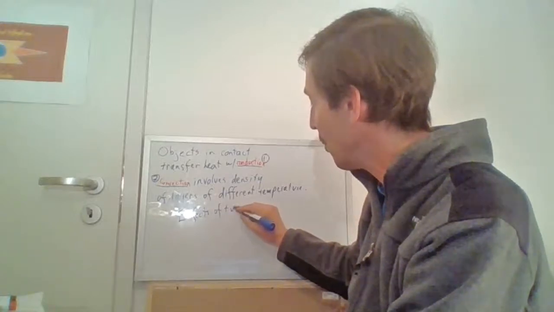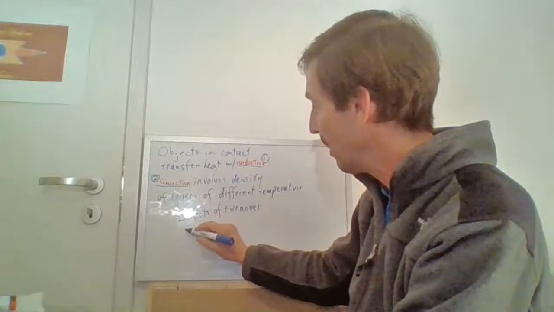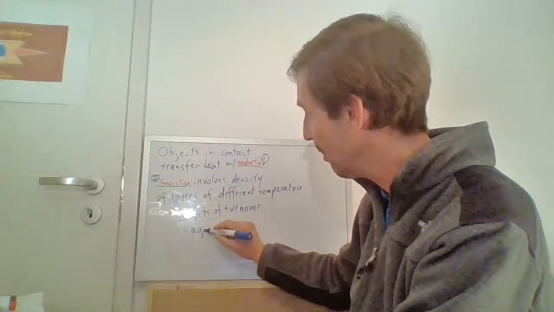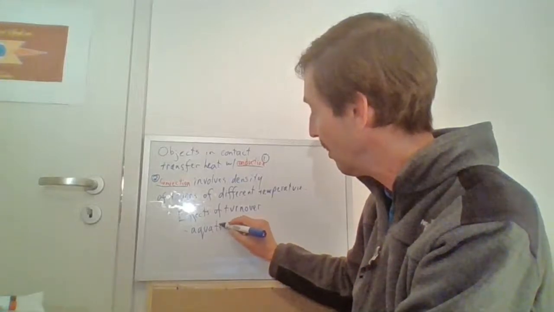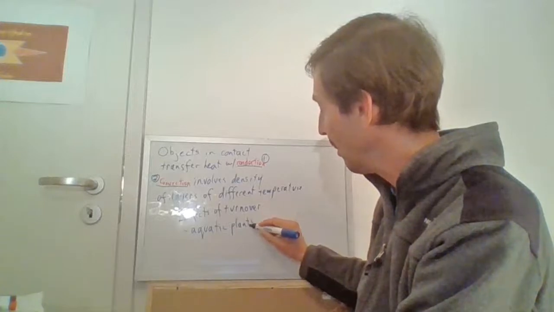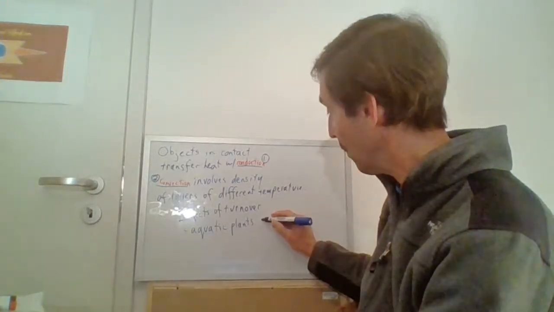Effects of turnover. The plants underwater, the aquatic plants, they don't get as much light, so they don't grow as well during the periods of turnover.